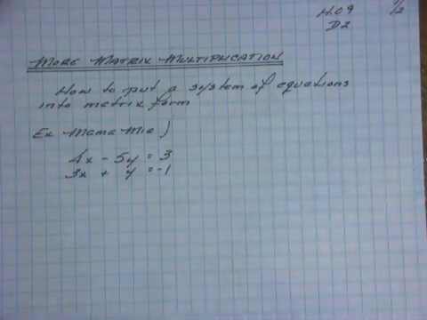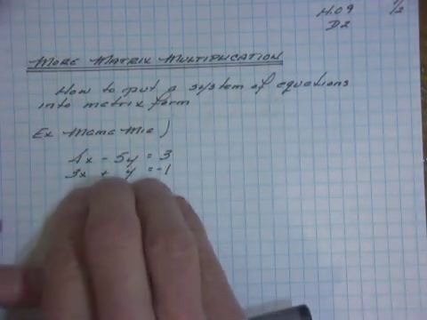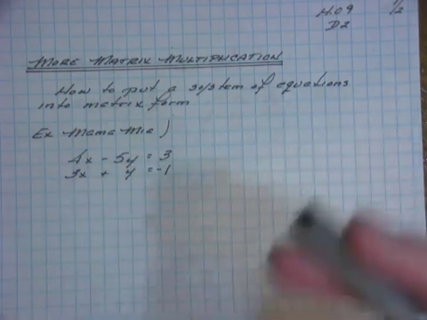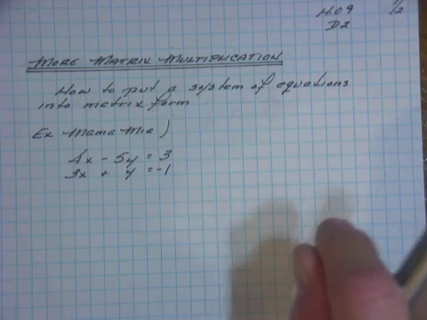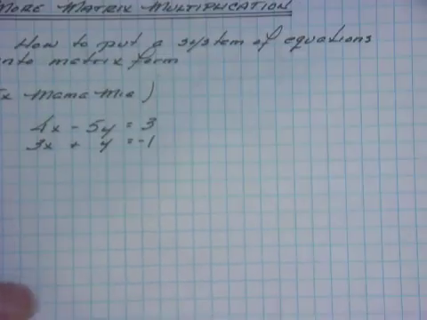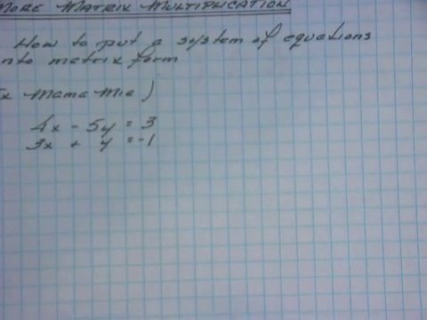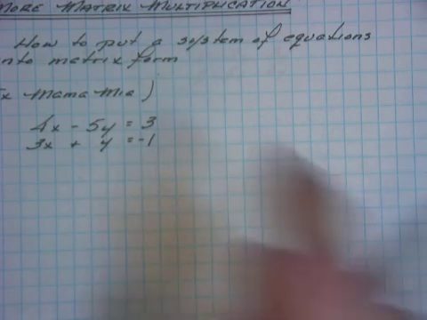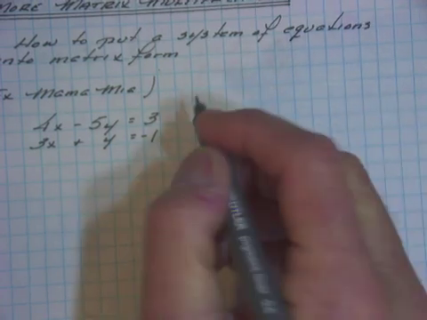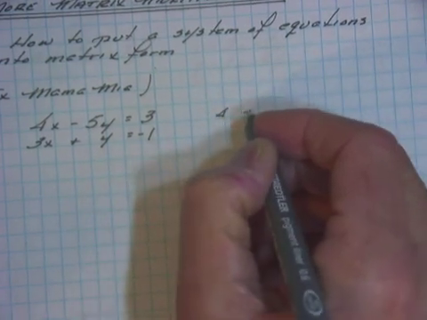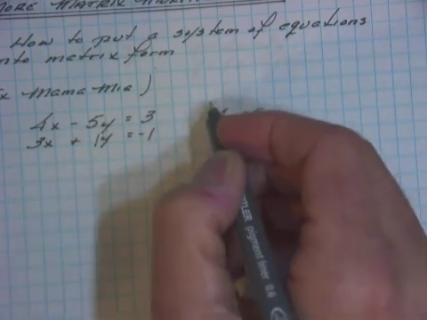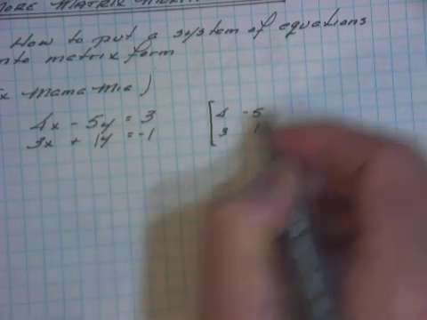Okay, so I just want to talk about how you take a system of equations and put it into matrix form, because we're going to be using matrices to solve systems of equations. So here we've got a system. Let's zoom in a little bit. What we're going to do, this is pretty easy, is you take all the coefficients. That's all the numbers associated with variables. So we've got a 4, a -5, a 3, and a 1. Remember, there's a 1 in front of the y. And you create a matrix out of it.